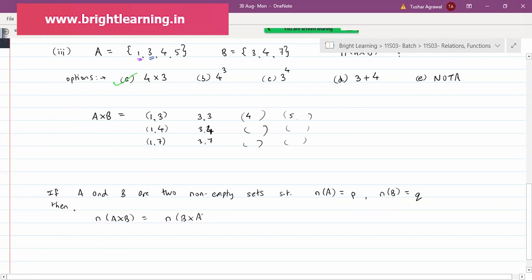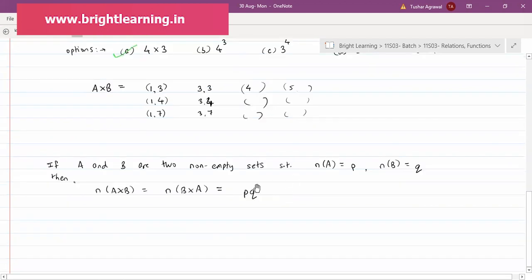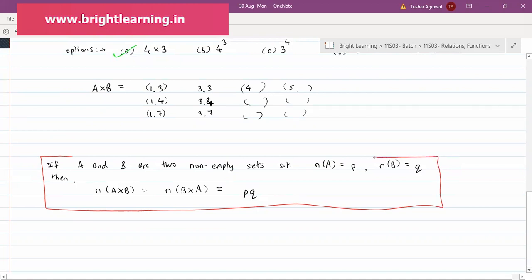Actually, these are completely different sets. Remember this, okay? A cross B is a completely different set. B cross A is a completely different set. But even though the two sets are different, both will have the same cardinality. And what cardinality will they have? They will have cardinality PQ. P is an integer, Q is an integer, so it is just the multiplication of two integers. Does this result make sense to everyone? Yes, sir. Okay.